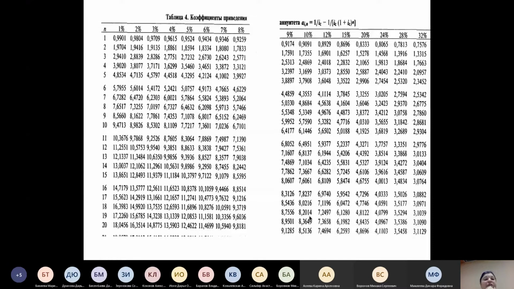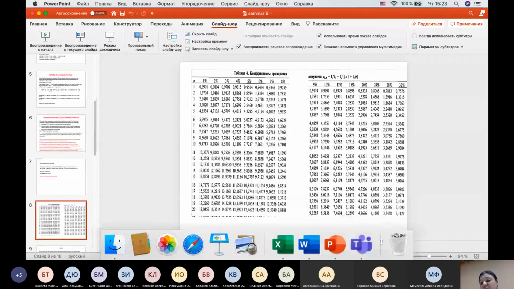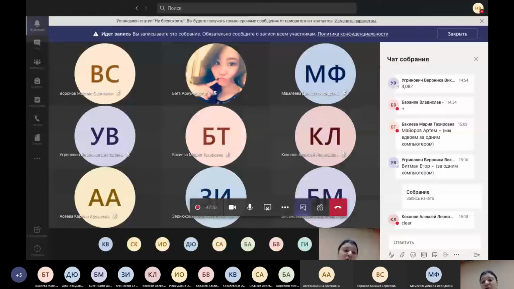How do you think? What's the amount of periods of generating cash flows for the first period, for the first project?